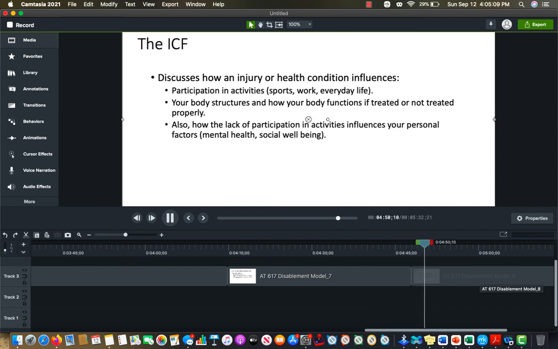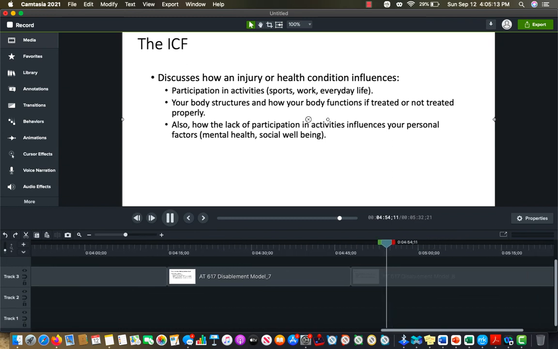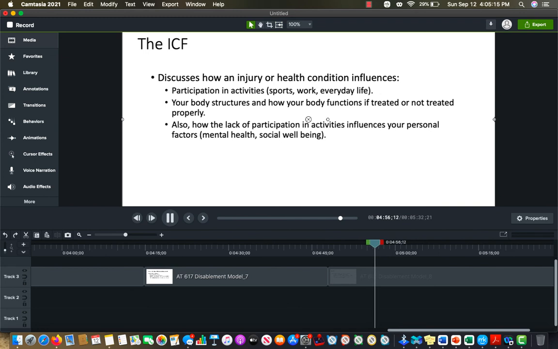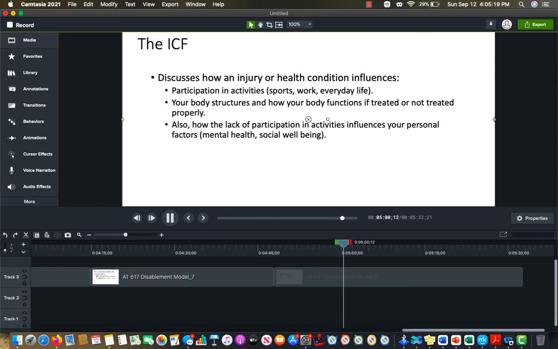The last part of the disablement model is the ICF, which discusses how an injury or health condition influences the participation in activities. Not only are we trying to heal an athlete as an athletic trainer to get them back on the field, but we also don't know if they need to go to work to help support their family or anything else they have to do in their everyday life, your body structures, and how your body functions if treated or not treated properly.